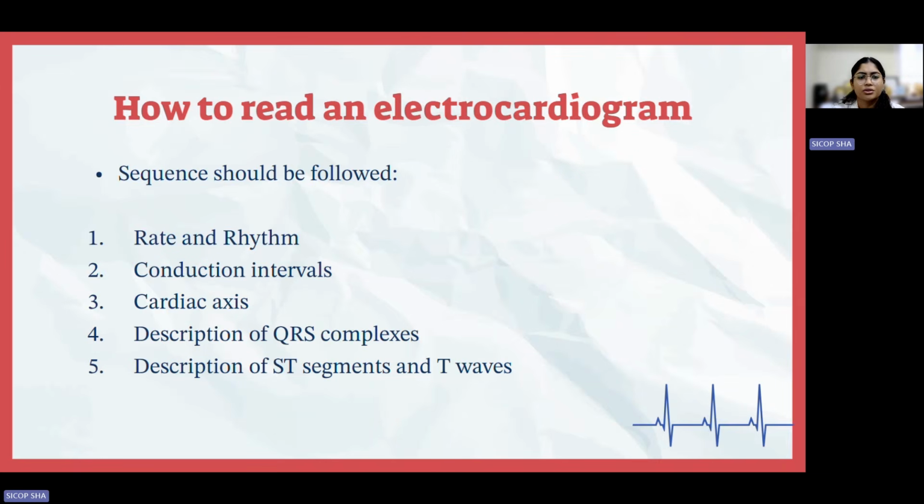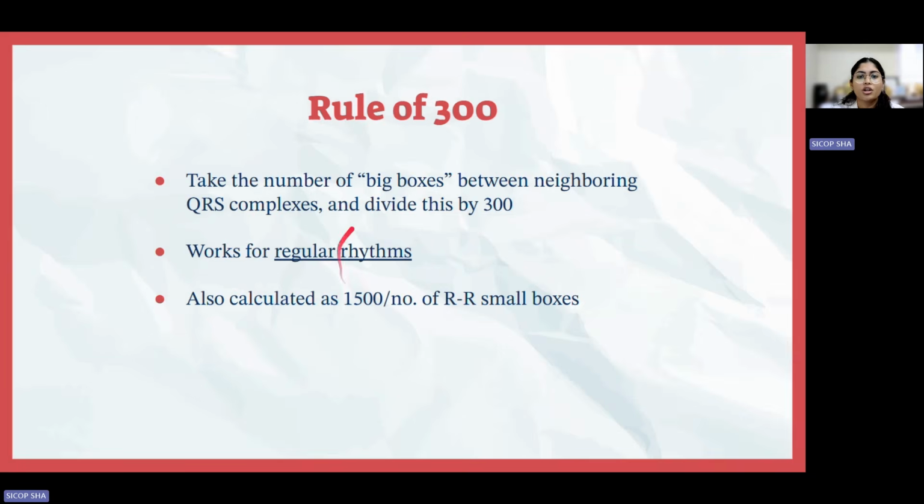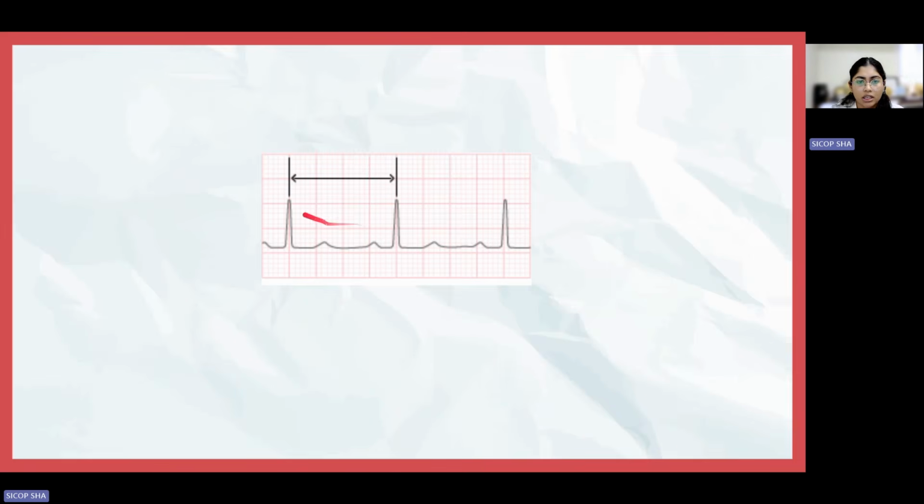Okay. So first we are going to look at the rate and rhythm. There are two rules for it: the rule of 300 and the 6-second method. For the rule of 300, we take the number of big boxes between neighboring QRS complexes and divide 300 by this number. Usually this is for regular rhythms, regular meaning every R wave interval is equal. For example, in this one, the R waves are roughly 4 boxes apart. So it is a regular rhythm.